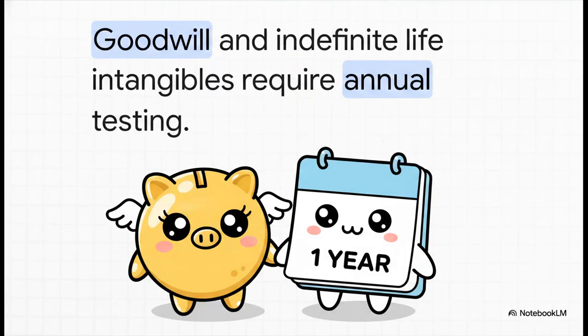Now, nestled within these CGUs, we often find goodwill. That's the premium paid during a business acquisition. Goodwill doesn't generate separate cash flow, so it gets allocated to the CGUs that actually benefit from the acquisition synergies. But here's the real kicker. Unlike a physical piece of machinery, goodwill and intangible assets with indefinite useful lives don't actually need a warning sign to trigger a test. IAS 36 absolutely demands they be tested for impairment annually without fail.